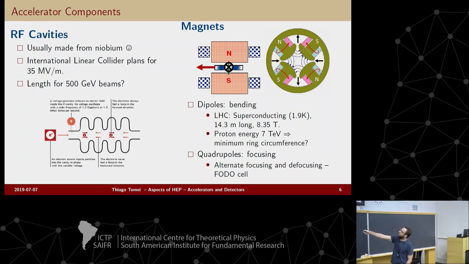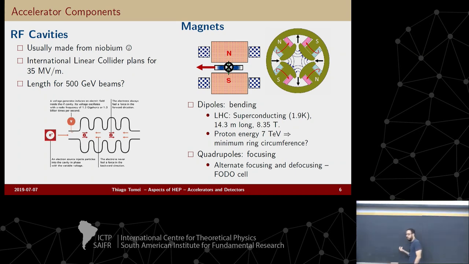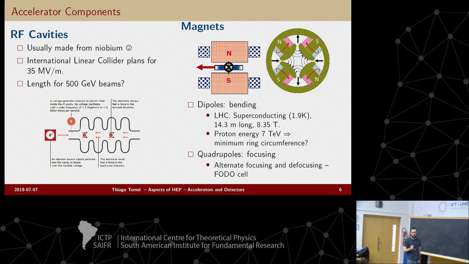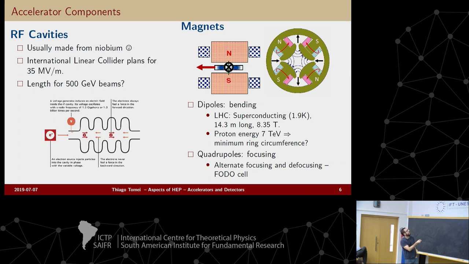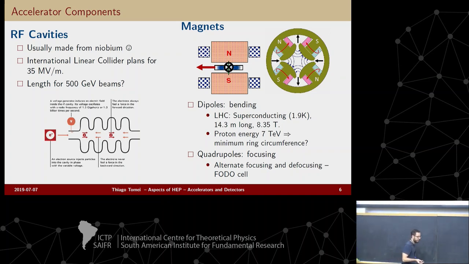But the problem is that, consider, for instance, the International Linear Collider. It's a proposed collider that's supposed to be built in Japan with a center of mass energy of 500 GeV. The accelerating cavities are designed to give you an acceleration of 35 megavolts per meter. Acceleration is not probably the right unit, but it doesn't matter, because if you want 500 GeV beams, how many of these do you have to put in one after the other? The answer is that you need kilometers, okay? So it's large.